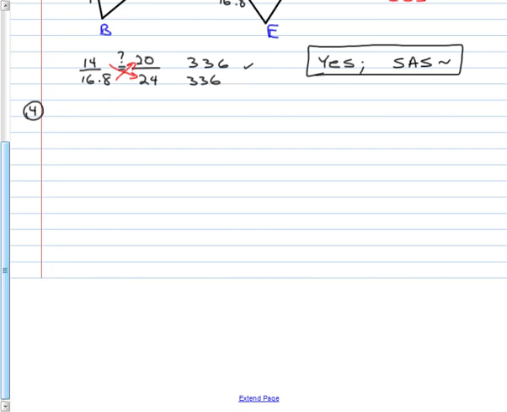Number 4. A painting that is 48 inches by 12 inches is reduced to fit on a canvas that is 30 centimeters by 10 centimeters. Find the maximum dimensions of the reduced painting. 48 by 12. So here's our original. We're going to get a painting. Here's our beautiful painting, 48 by 12.